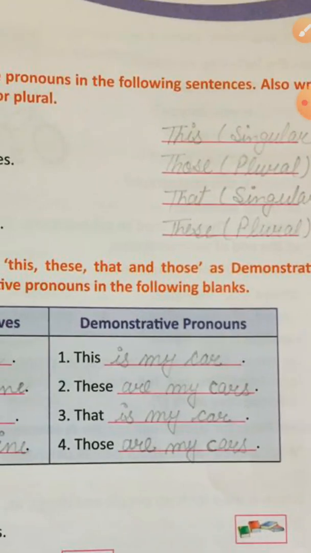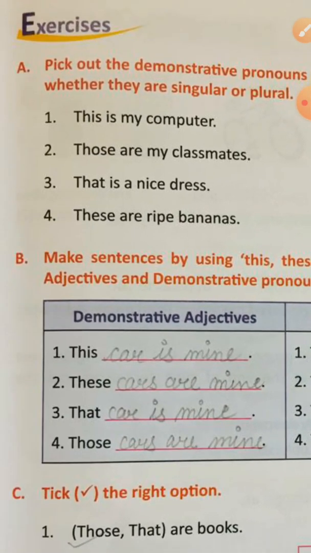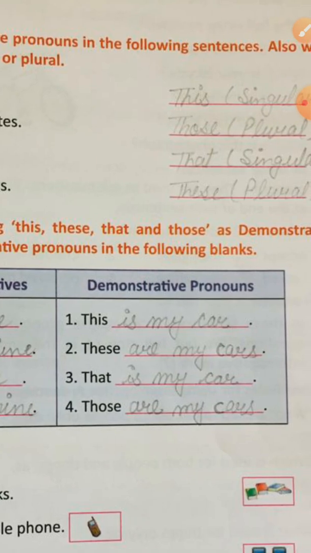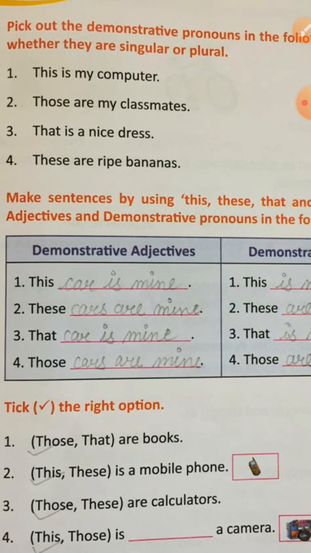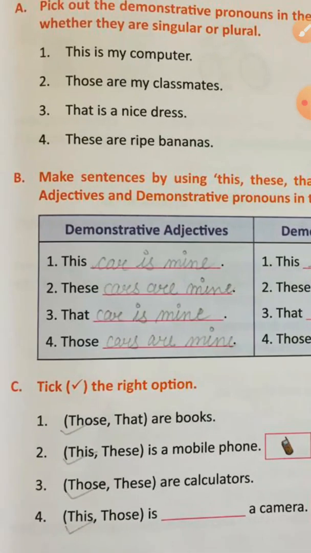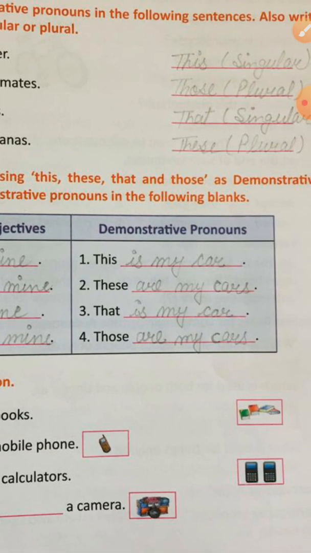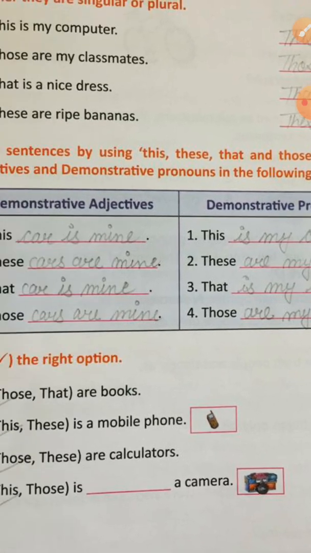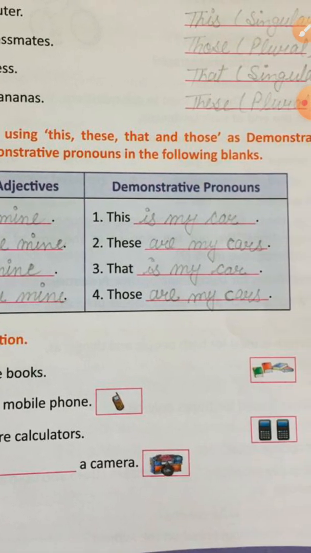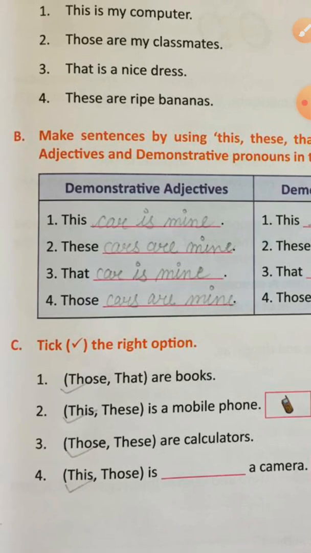Next exercise, exercise B. Make sentences by using this, these, that and those as demonstrative adjectives and demonstrative pronouns. So dear students, the same I have made here, and if in the live class you have made something else, that you can also write, that is also correct. So this car is mine, then this is my car, then these cars are mine, these are my cars. That car is mine, that is my car, then those cars are mine, those are my cars. Next one, exercise C.